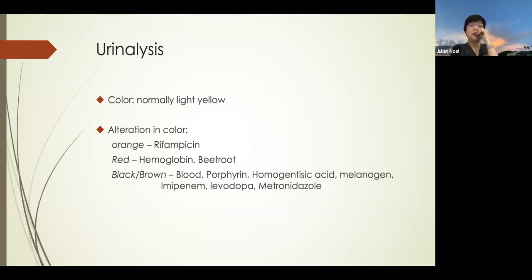Black or brown: the presence of blood, especially glomerular, will give tea-colored urine. Then porphyrin, homogentisic acid, melanogen, and the antibiotics imipenem and metronidazole will turn your urine brownish. And the intake of levodopa, used for Parkinson's disease, will also do so.